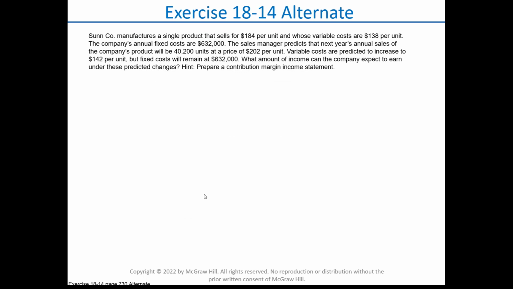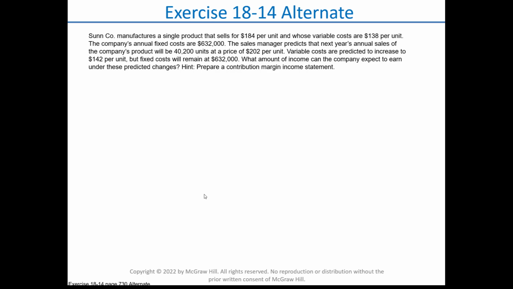The last exercise is 18-14 alternate. This is similar to your exercise 18-14. They have revenue per unit of 184, variable cost of 138, and fixed cost of 632.